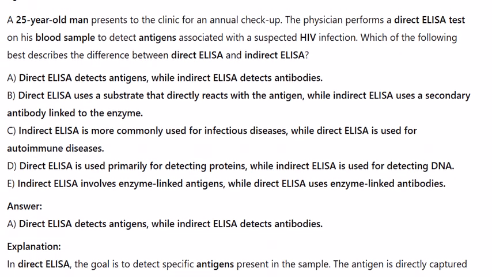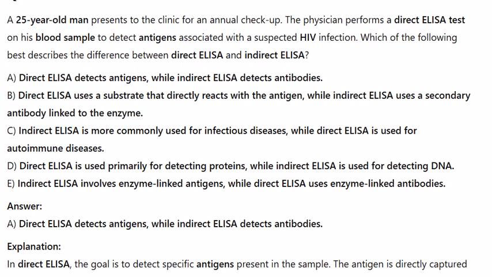Question 2. A 25-year-old man presents to the clinic for an annual checkup. The physician performs a direct ELISA test on his blood sample to detect antigens associated with a suspected HIV infection. Which of the following best describes the difference between direct ELISA and indirect ELISA?